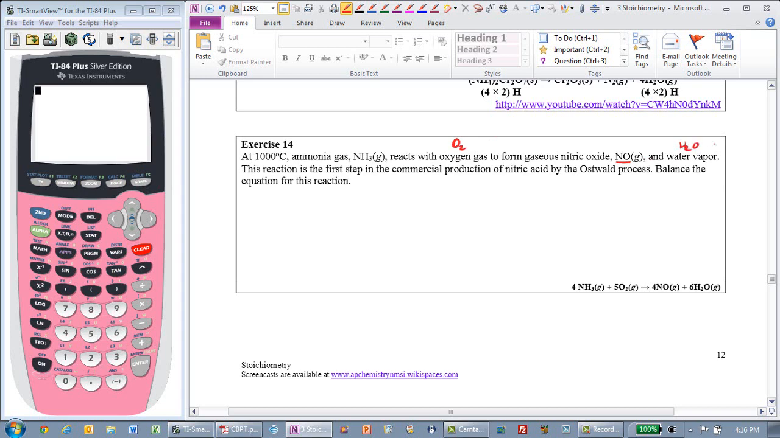So the reaction is the first step in the commercial production of nitric acid by the Ostwald process, in honor of, guess who? Go ahead, guess. Yes, Ostwald. Not to be confused with Harvey Oswald that assassinated President Kennedy. Okay, there's a T in there. Now, balance the equation for this reaction.